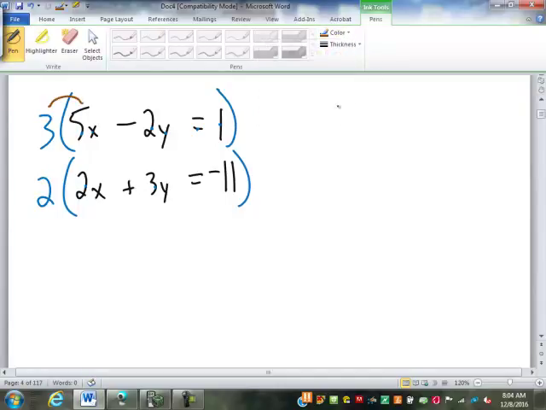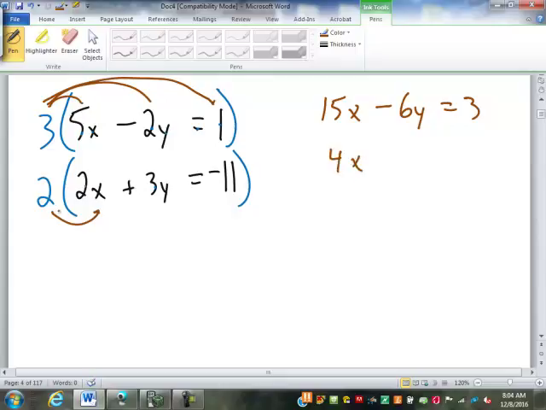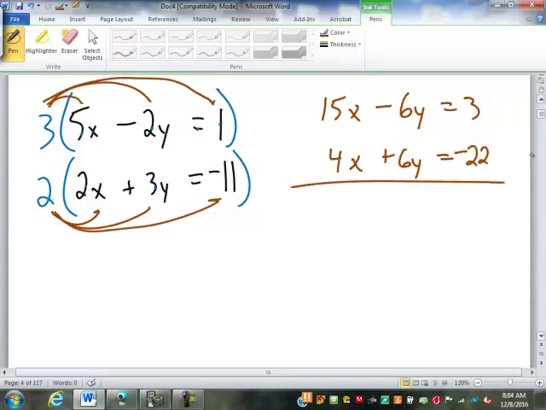So on top here, 3 times 5 is 15x. 3 times negative 2y, negative 6y. Equals, and don't forget, this is the part that most people will miss, you've got to multiply the constant. 3 times 1 is 3. 2 times 2x is 4x. 2 times 3y is positive 6y. Equals 2 times negative 11 is a negative 22. 15x and 4x make 19x. Negative 6y and 6y cancel out. Equals 3 and negative 22 is a negative 19.